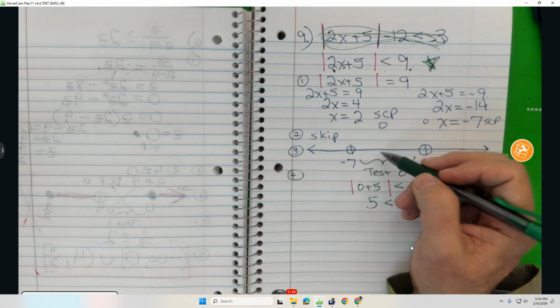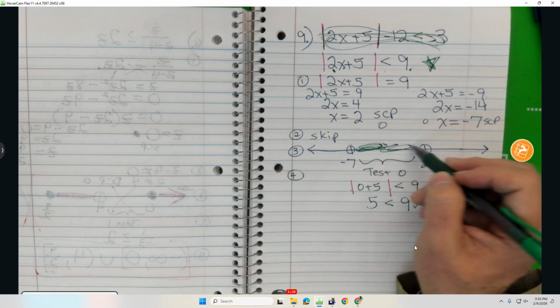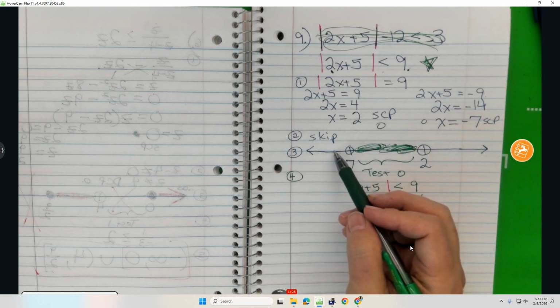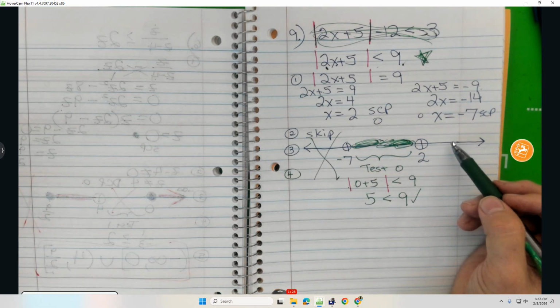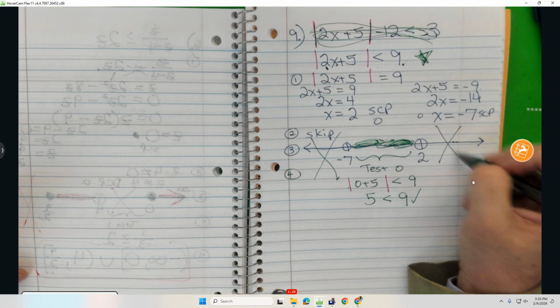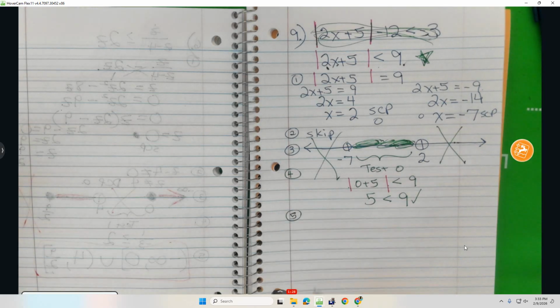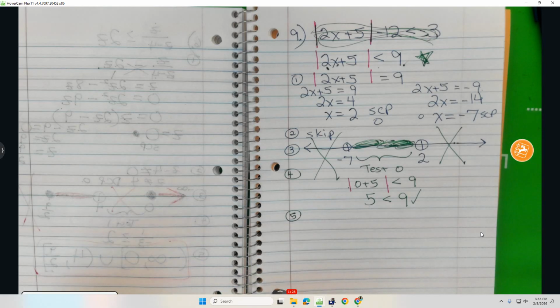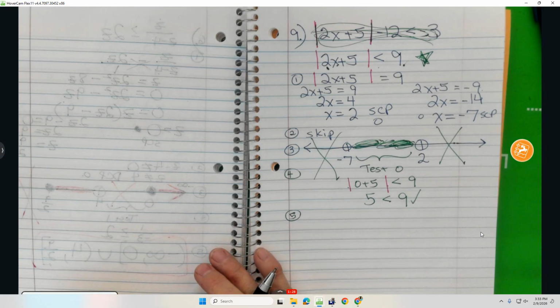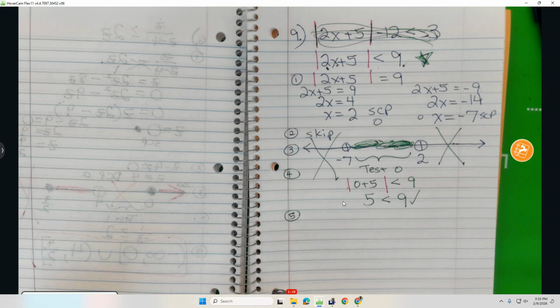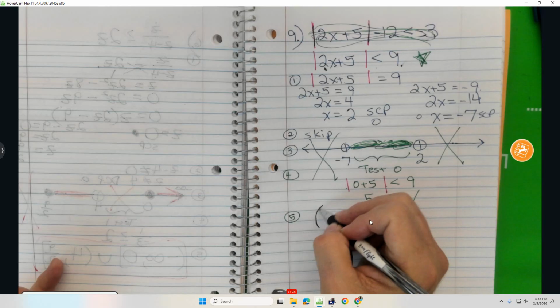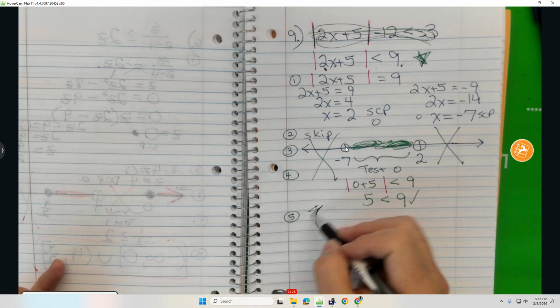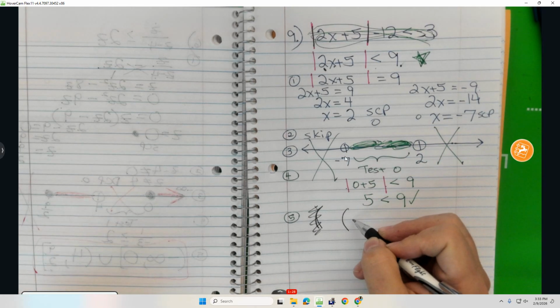Yes, so we shade. Suppose we had tested negative 8. Here, what do we expect to happen? Cross out. Suppose we had tested 3 or 30 over here. What do we expect? Cross out. Fifth and final step, interval notation. Call it out as if you were typing it in. Parentheses, because we have an open circle. It's hard to tell. Parenthesis.